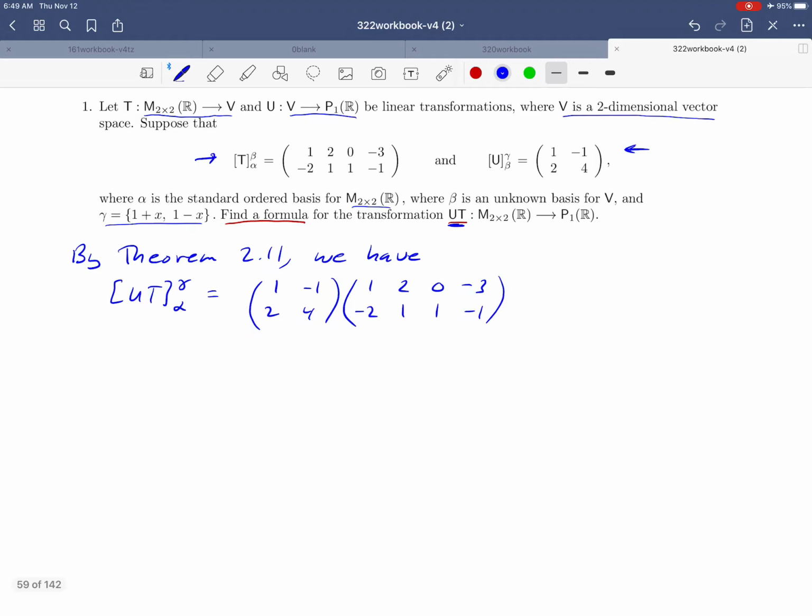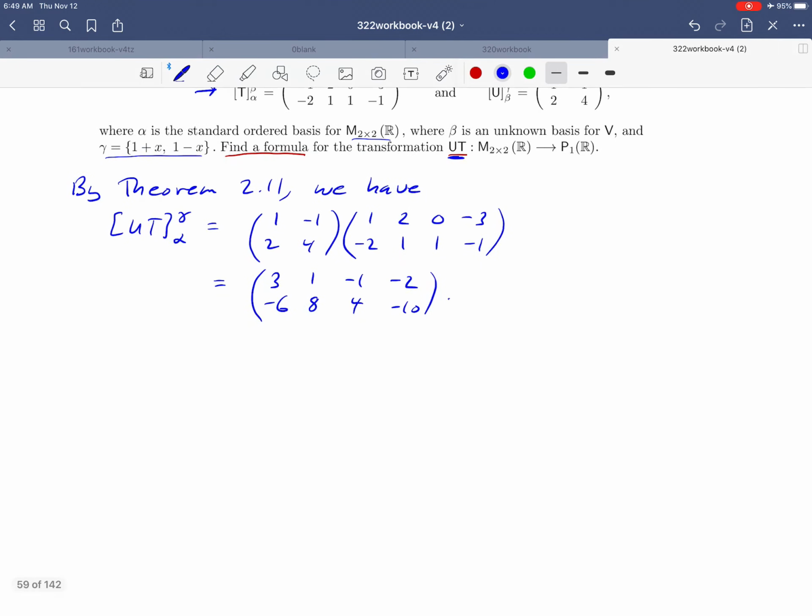And so you can multiply those two matrices, and if you do that, you're going to get, I'll let you check me on this, 3, 1, -1, -2, and then -6, 8, 4, and -10. So there's a matrix for UT. It's not a formula, but it's a step in the right direction. Now the question is, how do we go from this matrix for UT to a formula for UT?